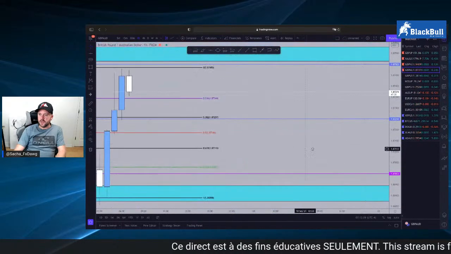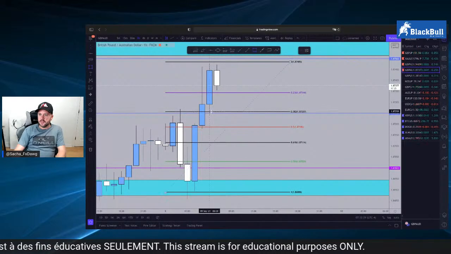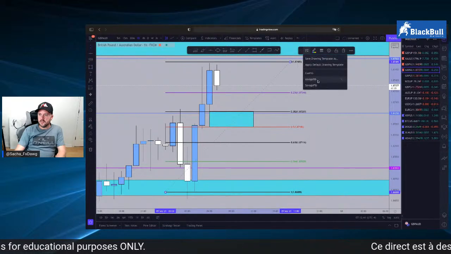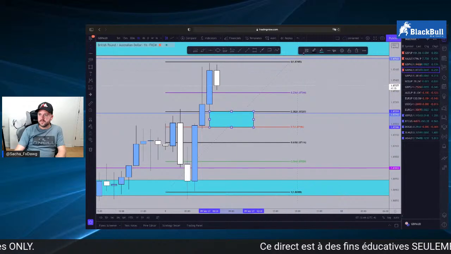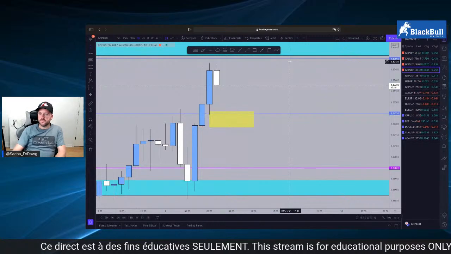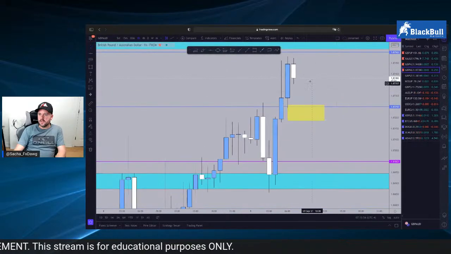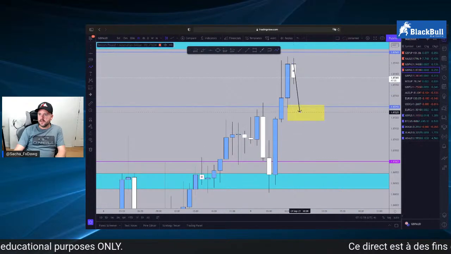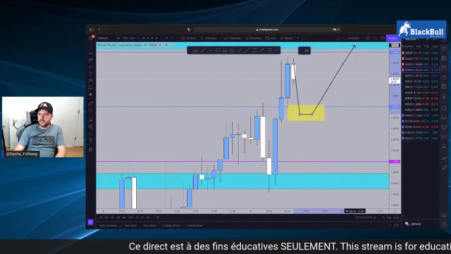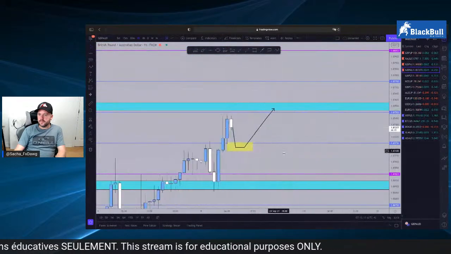But if we want to continue up, I want to see a support form around this area. All right. So I want support to form around this area to continue up, right? So I want to see something come here, form support, go retest this high and create a new high after. Perfect. So here's the plan for GA.